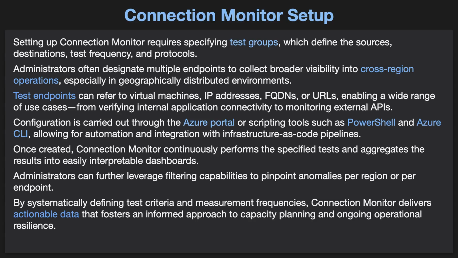Once created, Connection Monitor continuously performs the specified tests and aggregates the results into easily interpretable dashboards. Administrators can further leverage filtering capabilities to pinpoint anomalies per region or per endpoint. By systematically defining test criteria and measurement frequencies, Connection Monitor delivers actionable data that fosters an informed approach to capacity planning and ongoing operational resilience.